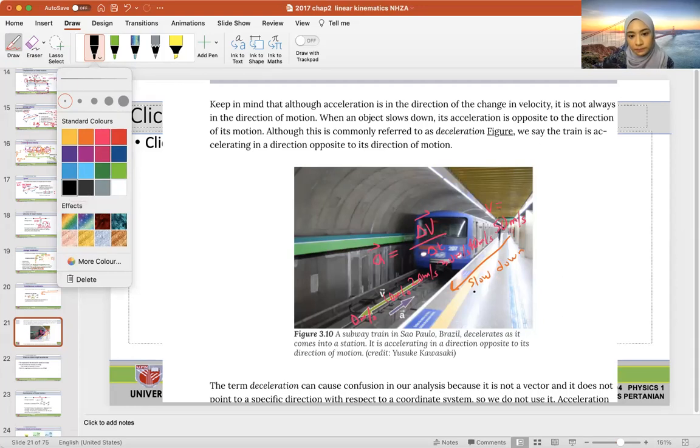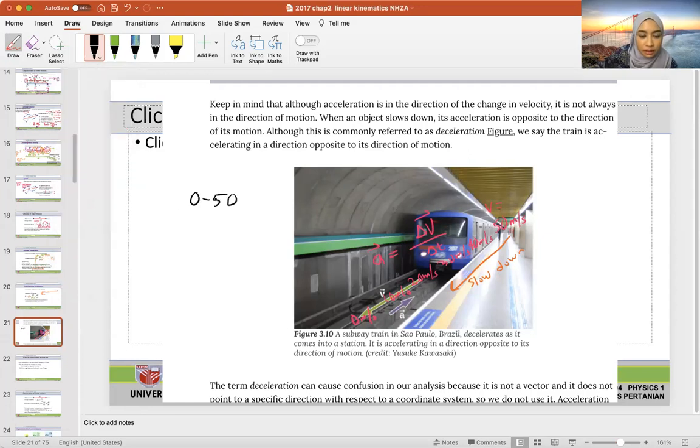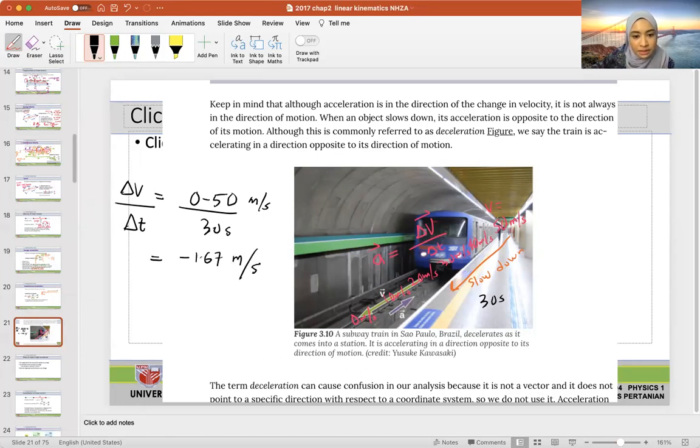0 minus 50. Okay, negative 50 over the time, 30 seconds. So 30 seconds here, meter per second. So this is your change in velocity over the change in time. So you get minus 50 over 30, betul? So this gets you minus something acceleration. Minus 50 divided by 30. Negative 1.67. Okay, negative 1.67, thank you. So the units is meter per second squared.